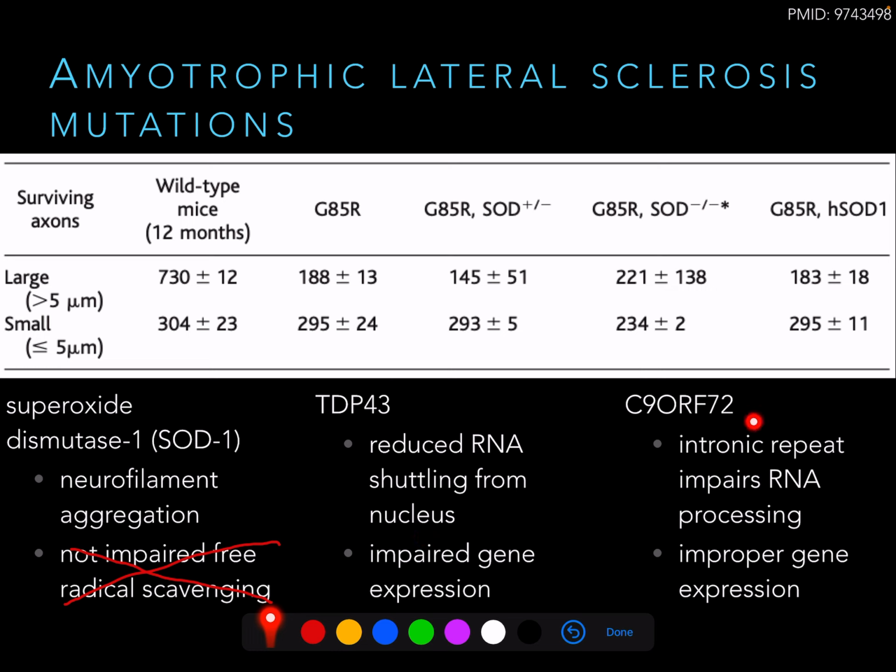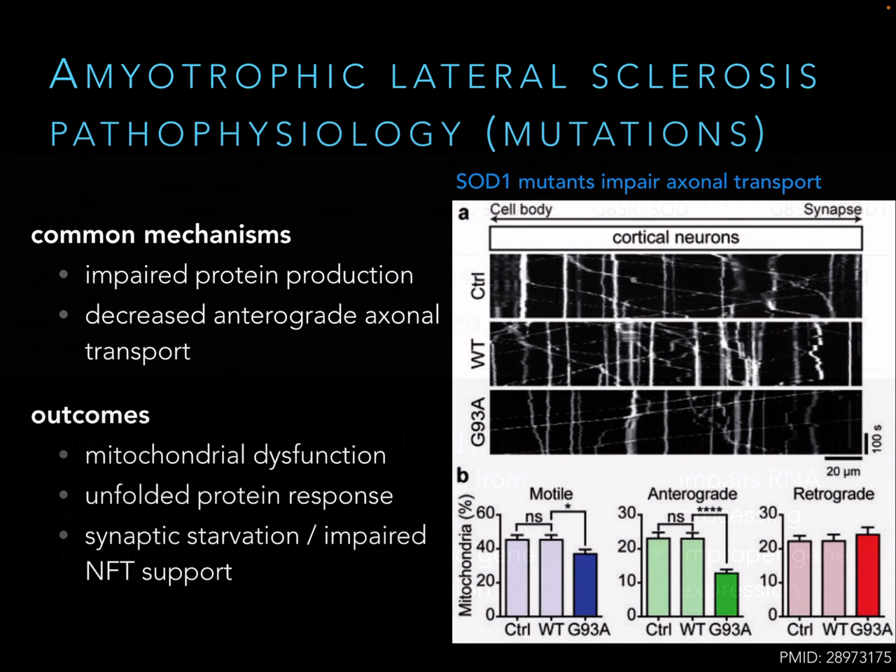C9 open reading frame 72 is really interesting because you see it in about half of the cases of ALS, and it's in an intron. That means it has nothing to do with the protein. What we think is going on here is that this mutation affects RNA processing. So you just screw up like all the RNA, and so we get this improper gene expression. Let's just make those our two categories. One, we got these neurofilament aggregates, and in the other category, we got some problem with gene expression. All right, what does that do?